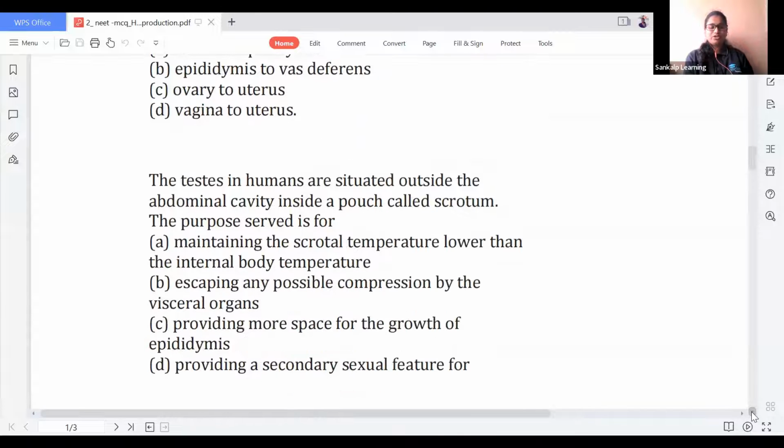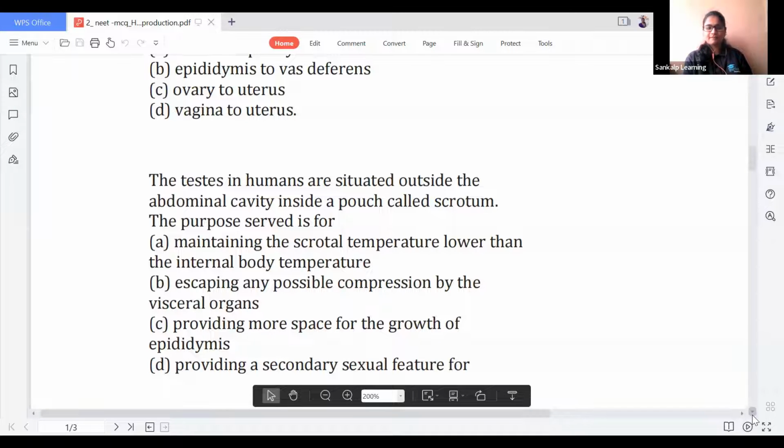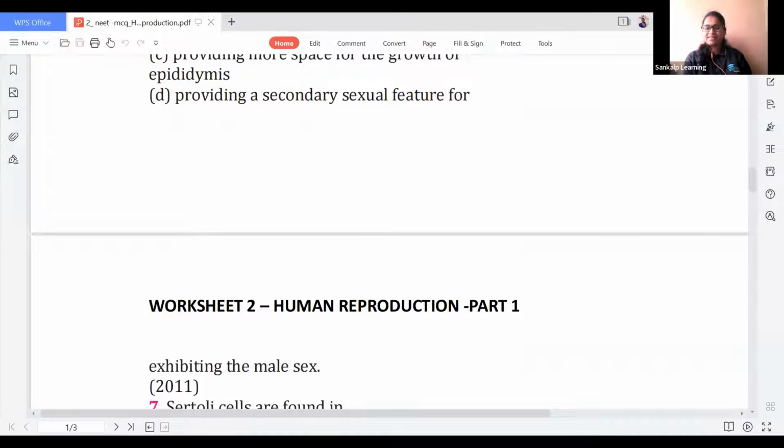Fine. Next question. The testes in humans are situated outside the abdominal cavity inside a pouch called the scrotum. The purpose served is for. They say the testes in humans are outside the abdominal cavity, inside a pouch called the scrotum. So what is the purpose of that scrotum? What is the function of that scrotum? Option A, maintaining scrotal temperature lower than the internal temperature. Option B, escaping any possible compression by the visceral organs. Option C, providing more space for the growth of epididymis. Option D, providing a secondary sexual feature for exhibiting the male sex.